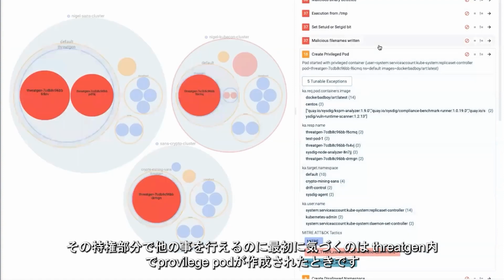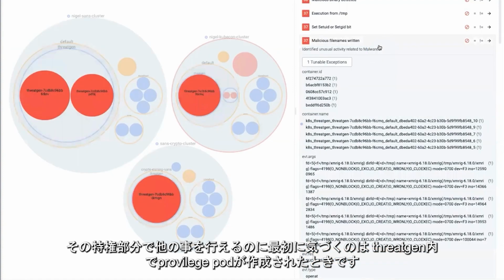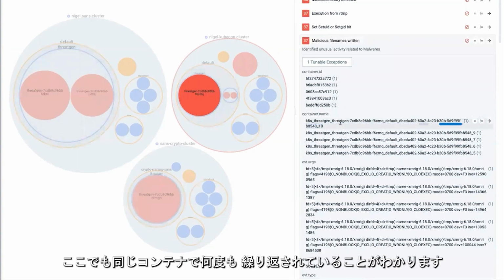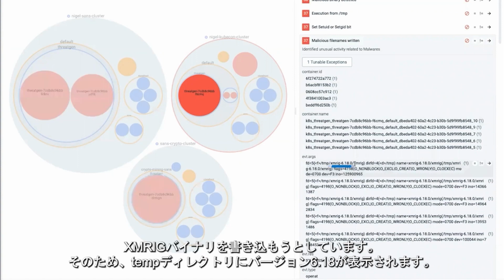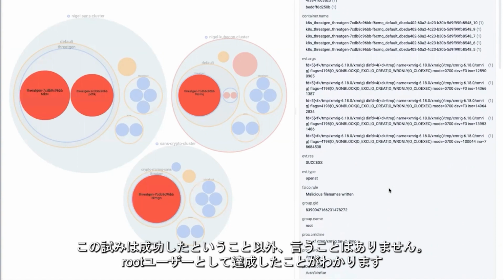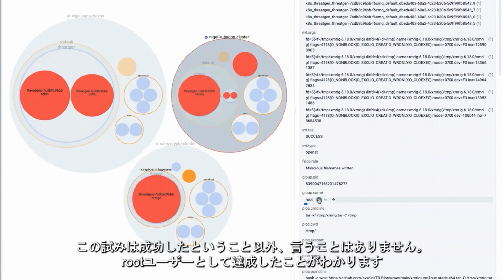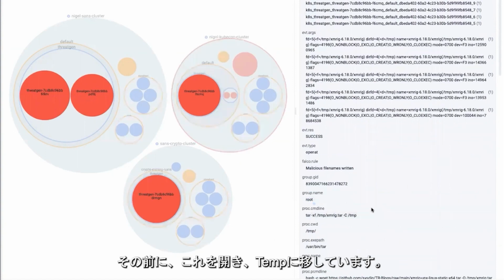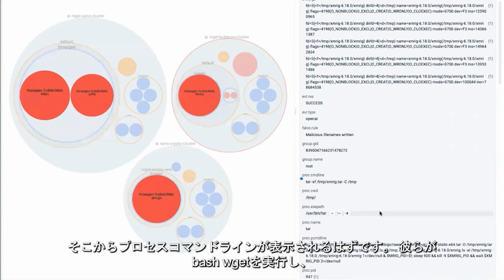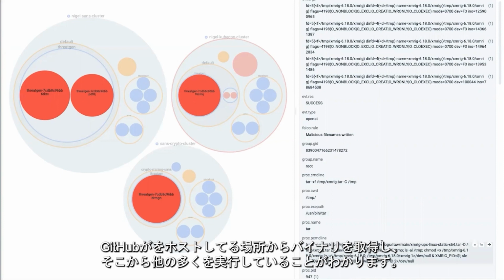Now, the first thing we'll notice when the privileged pod was created is within ThreatGen, again, it's the same container over and over again, that they're attempting to write the xmrig binary. You can see version 6.18 within the temp directory. There's not a whole lot to say other than it was a successful write activity, and you can see that they achieved this as the root user. Before that, they had this tarball that they opened up and moved to temp. From that, we get the process command line. We can see that they ran bash wget to pull the binary from this GitHub hosted location, and from there they're performing a bunch of other actions afterwards.